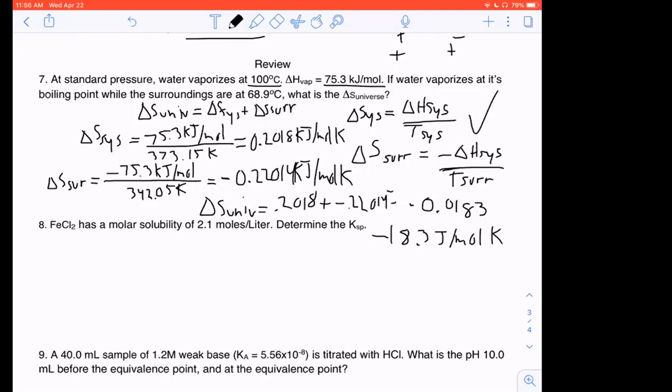And I guess actually for number 8, it's just a basic solubility question. Maybe a way you haven't thought about it for a while though, but I'll give you guys a second to see if you can figure out what the Ksp value should be for that. So once again, just message me when you figure that out.